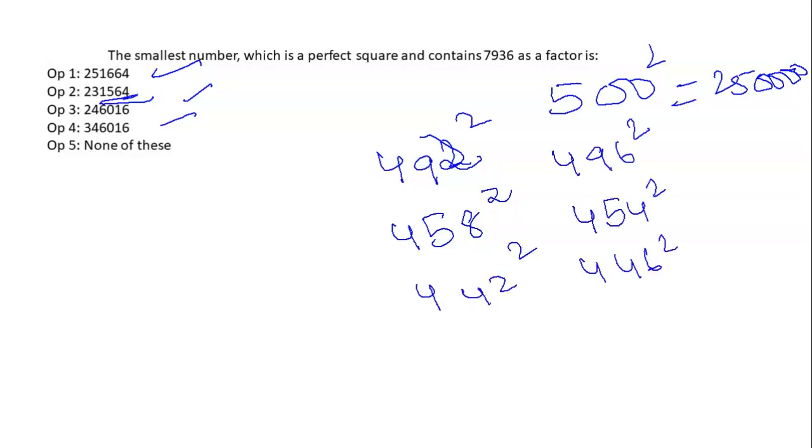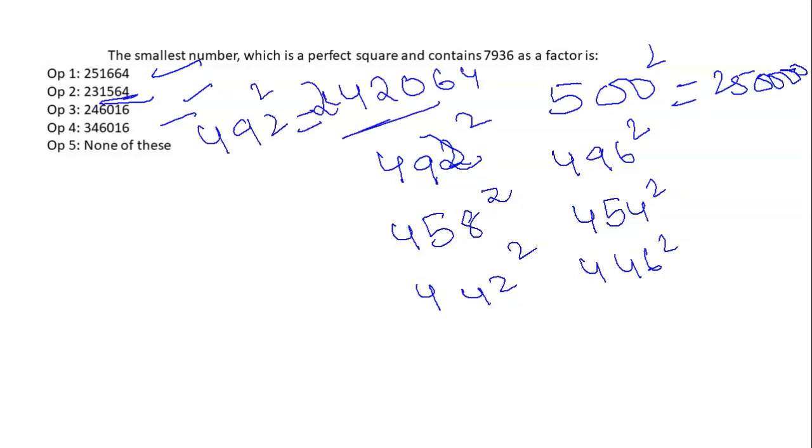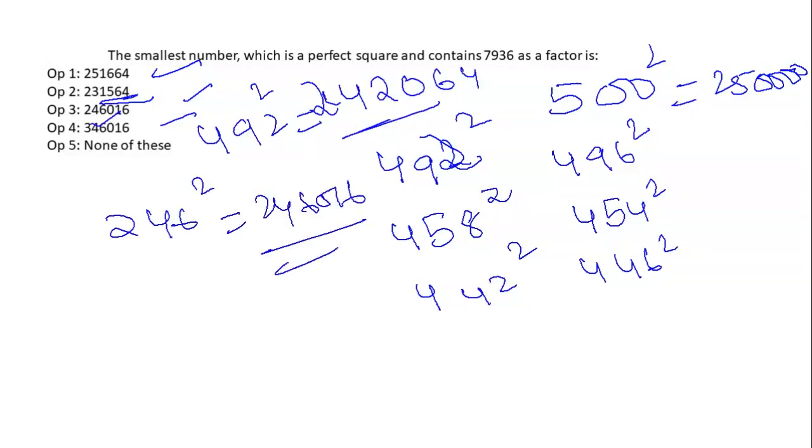So I think what we have, 492 square, 242064, do we have it? 492 square is 242064. I don't think 492 square is into perspective at all. So I don't think this is a square number. So 2315. It's 496 square, or would be 496 square. 246016. 246 square is 246016. Is a possibility. 246016.